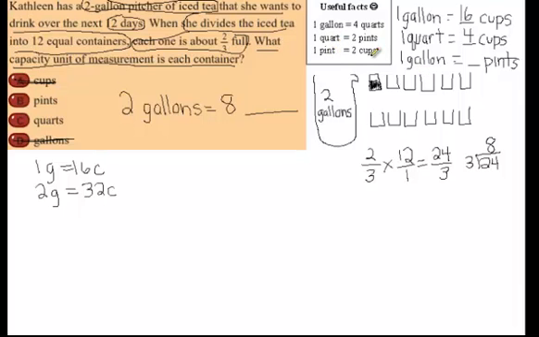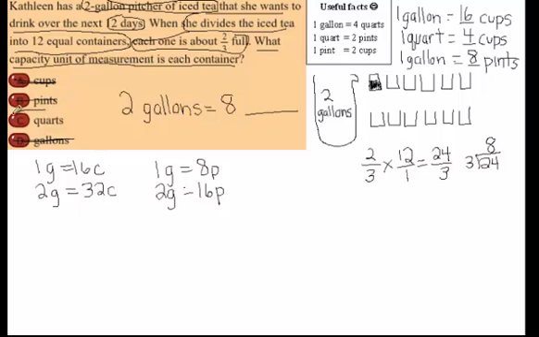1 pint is 2 cups. Oh, 1 quart is 2 pints, and there are 4 quarts in a gallon. So think about that for a second. There are 4 quarts in a gallon and 2 pints to a quart. 1 gallon equals 8 pints, which means that 2 gallons, oh geez, that's 16 pints. 2 gallons does not equal 8 pints. 2 gallons equals 16 pints.